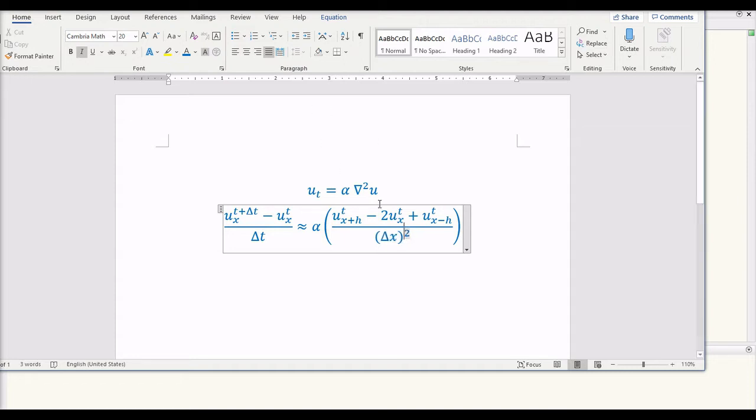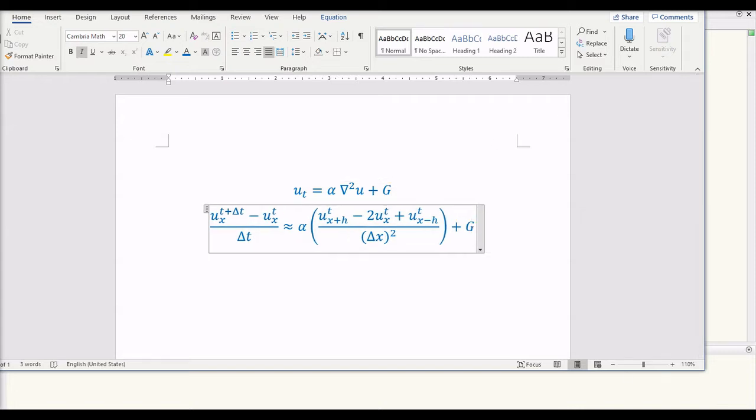So for the general diffusion equation, sometimes there's another term here, so I can call that, say, g of x and t, or whatever other variables you want to deal with. So I'm just going to throw that over there just in case you want to extend this to a more general diffusion equation. So I'm going to be solving this equation for u_x^(t+delta t).